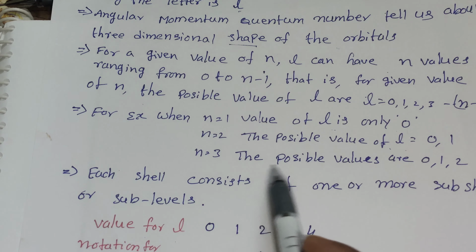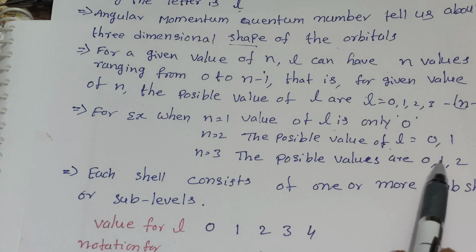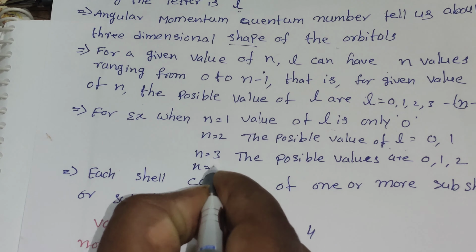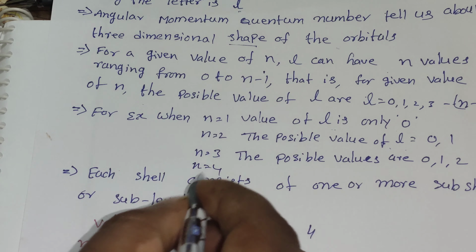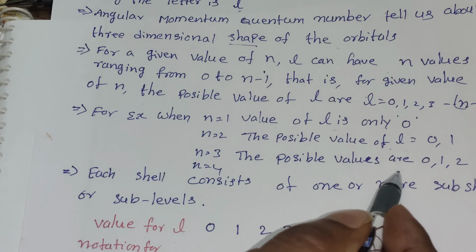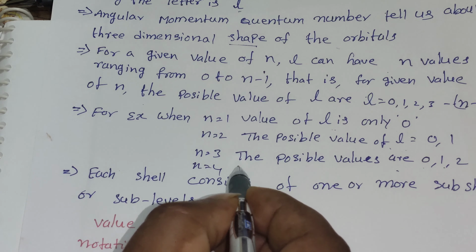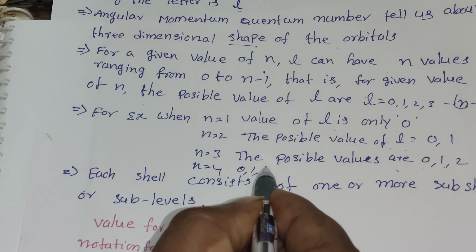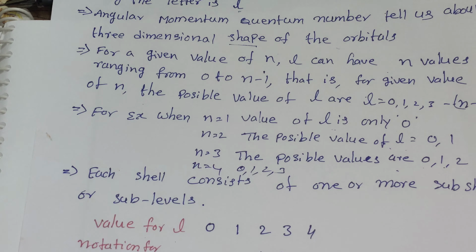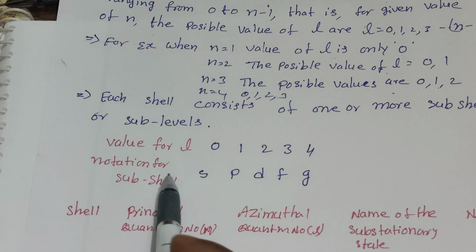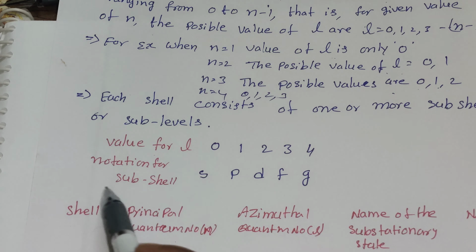For n equal to 3, the possible values are 0, 1 and 2, and the orbital is the d orbital. For n equal to 4, the possible values of l are 0, 1, 2 and 3, which indicates the f orbital. Each shell contains one or more subshells. For example, the value of l and the number of subshells.